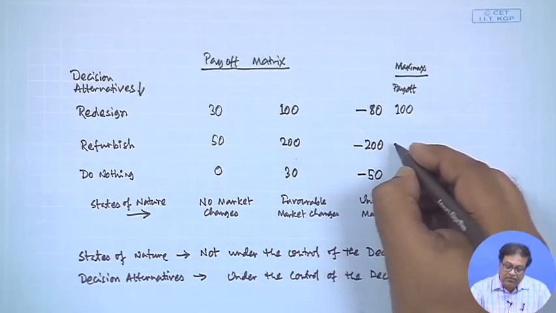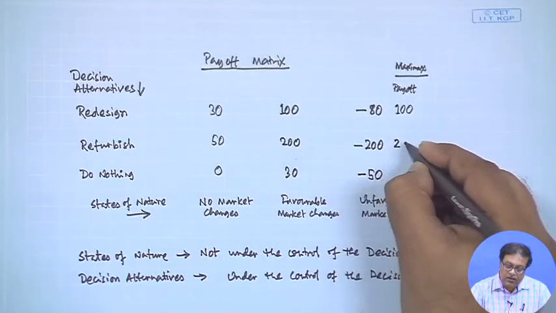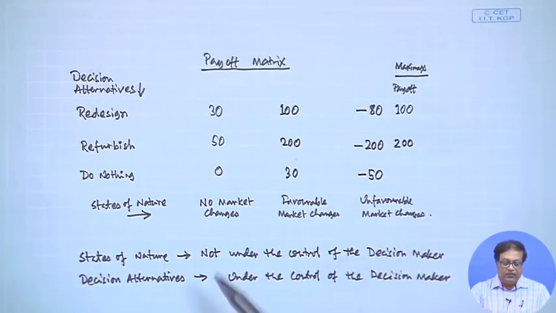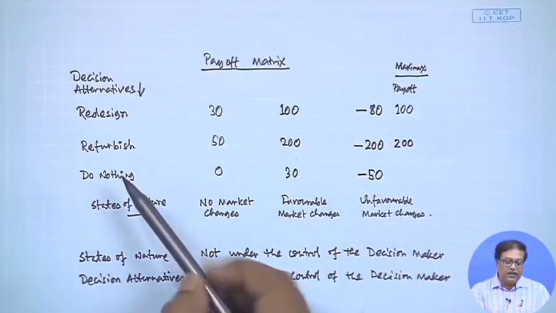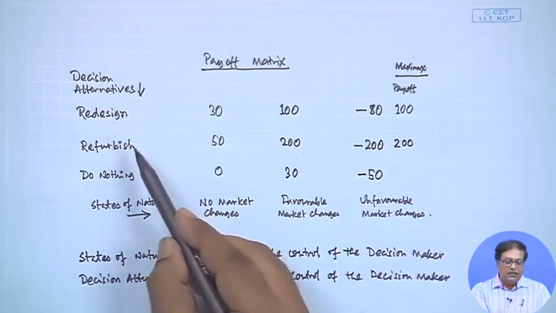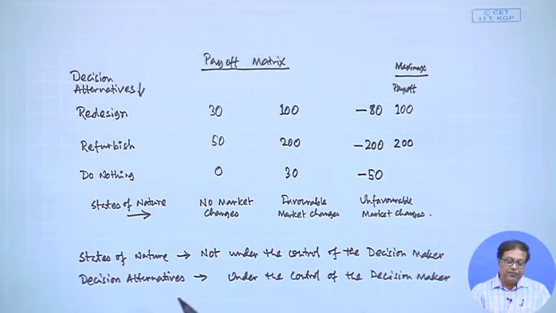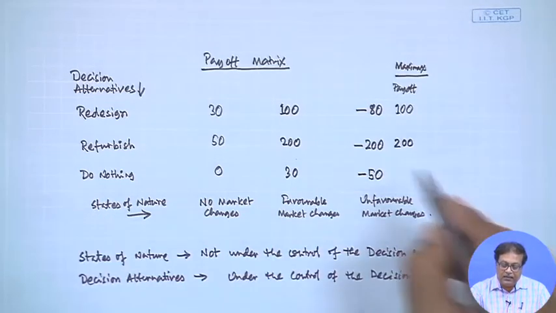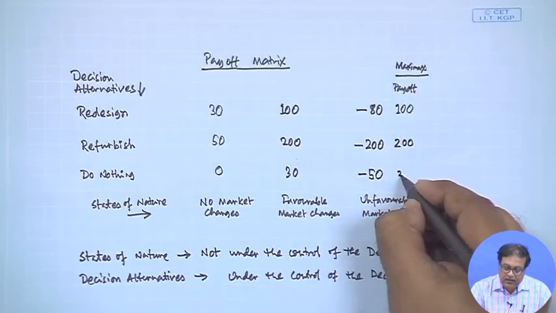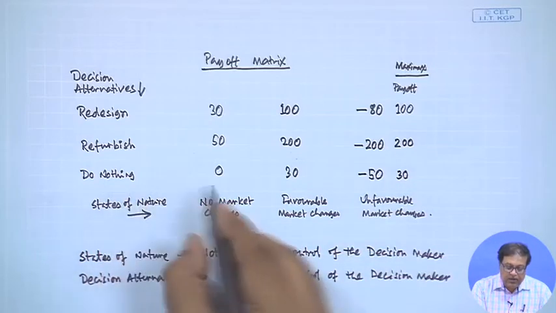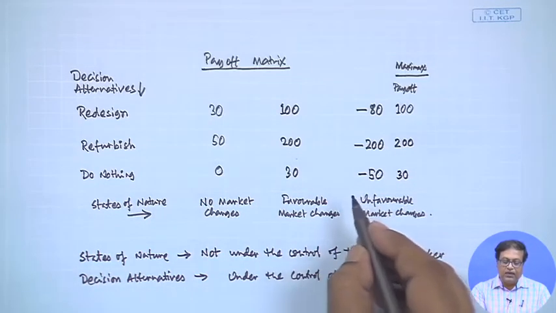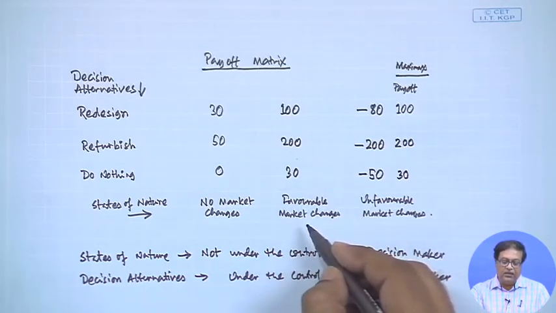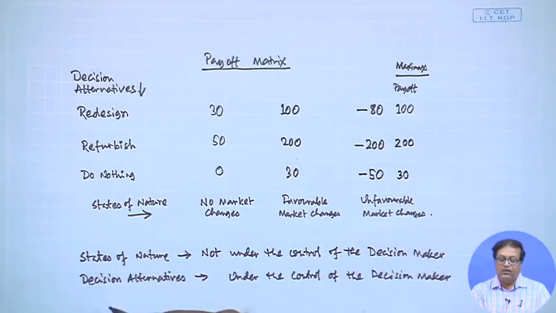So, if he goes for refurbish, then the decision really would be 200, that will be our payoff, and therefore that would be the payoff for the second decision alternative, that is the refurbish. The third one, when it comes to do nothing, again by the same logic, the payoff would be 30, because that is the best possible payoff horizontally that the person would expect, because the person thinks that the best possible states of nature would occur for this particular decision alternative.